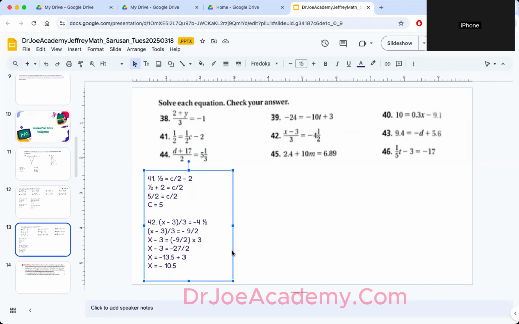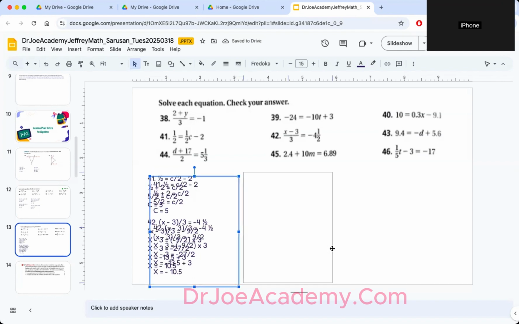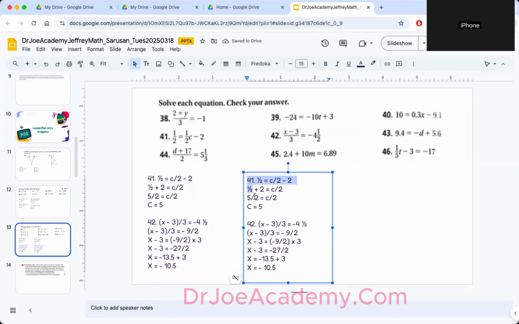Let's do another one of these. Got a couple minutes left. So I'll go question 44. We got D plus 17 divided by 2 equals 5 and 1/3. Okay. So you got to turn that into improper. So 16 over 3. 16. Yep, looks good to me. 16 over 3. Let me just copy this left side here.